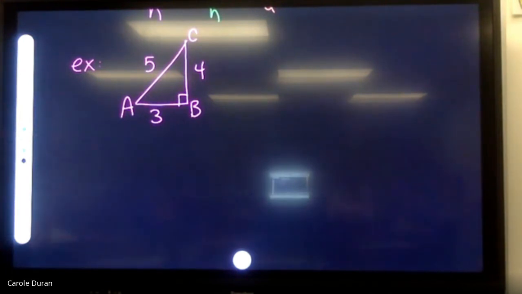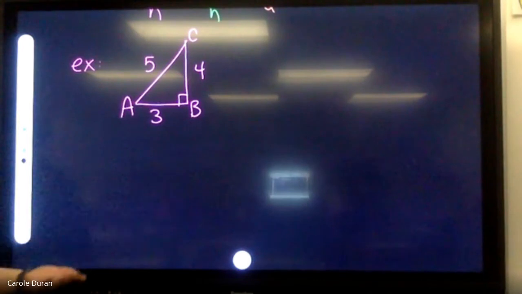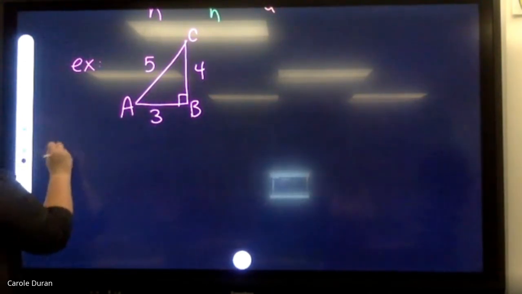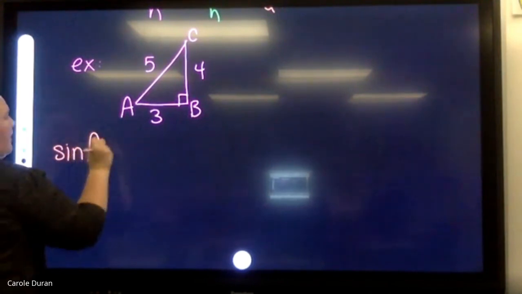Am I ever going to use angle B here? Why not? It's a right angle. Because it's 90 degrees, it's not acute, so these don't apply. So I'm either using angle A or angle C. We're actually going to do a set for both, just to practice. The first thing I would like to do is find sine of angle A.